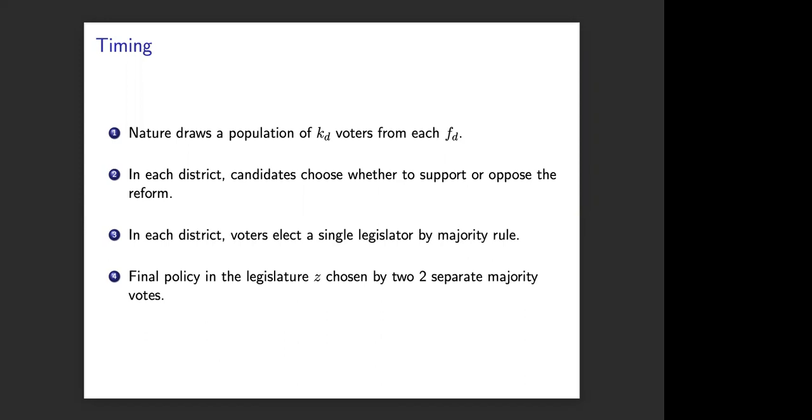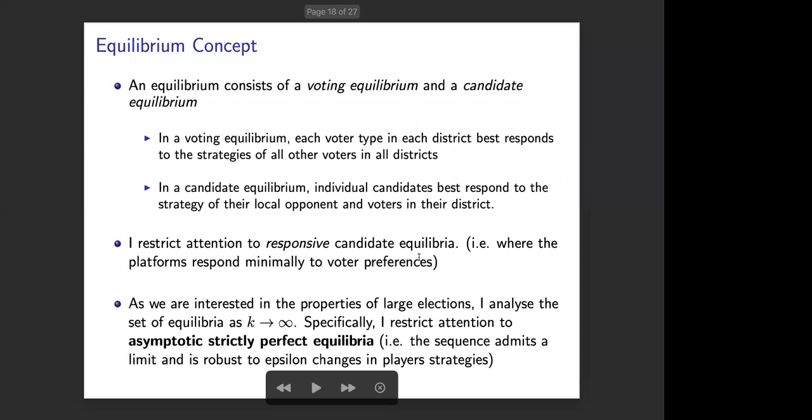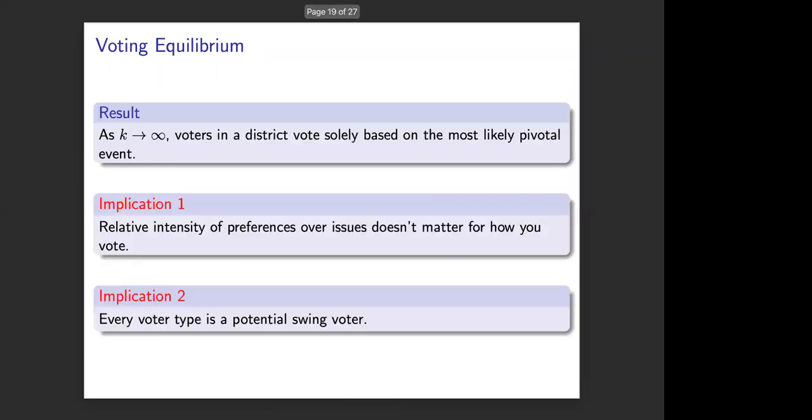And then the voters observe the choices of the candidates, whether in each district they've been pro or anti-reform, and then the voters all vote simultaneously. Which I guess is what happens in a general election: first people announce platforms, then voters go and vote. Okay, thanks. Cool.